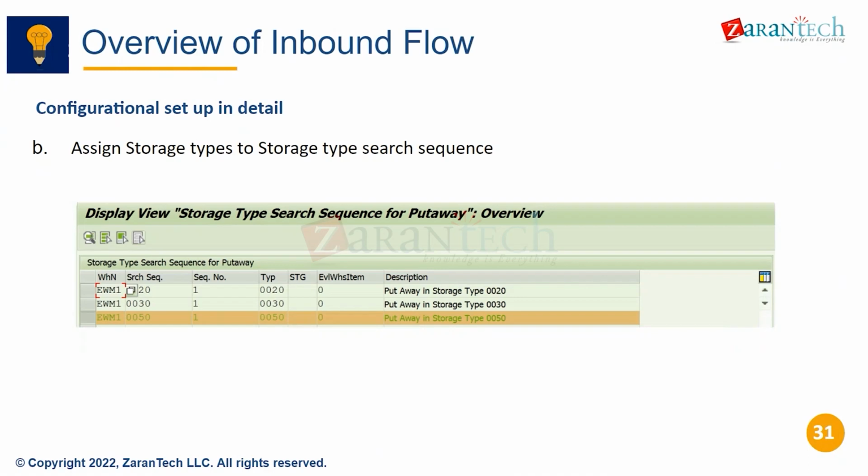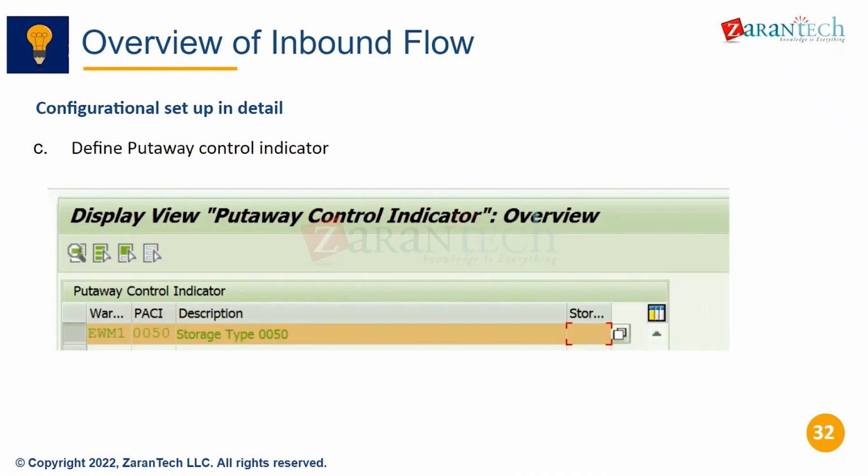And you can see here what the search sequence is and what storage type we assigned for that search sequence. So the system will determine this storage type for this search sequence to put the stock into the particular storage type. Then after the search sequence, what we are going to define is a put away control indicator. This is the indicator using which we will determine your storage type search sequence, and using the storage type search sequence you will determine the storage type. I am repeating it again and again because you should understand this properly.